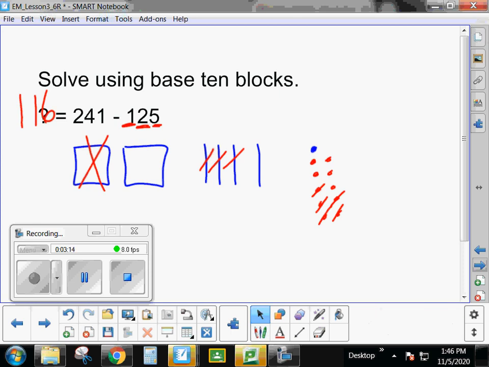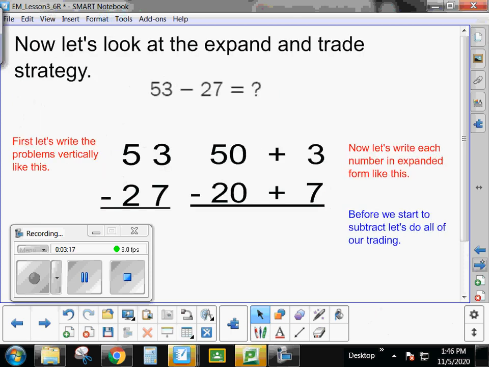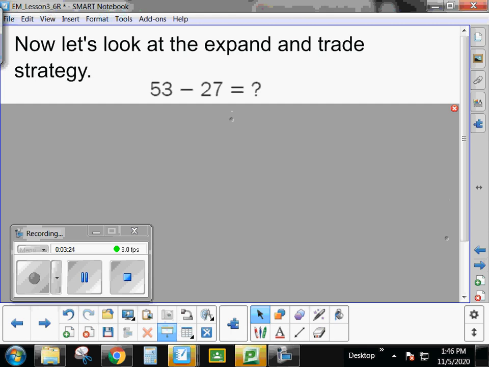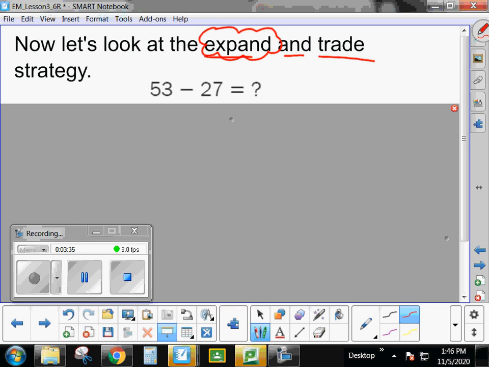All right, so now let's look at this expand and trade strategy. I am going to put a little screen up for just a minute because I want us to look at the title of expand and trade. So the first thing that you're going to do is write the number in expanded form. Now we've been talking about expanded form. Expanded form is when you're taking that number and you're expanding it. You're taking each digit and writing out its value. It's kind of like drawing it out in base 10 blocks, but we're just going to write it with numbers.